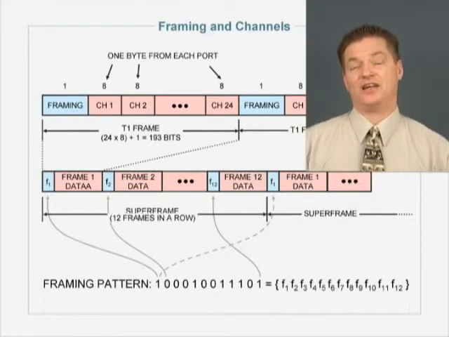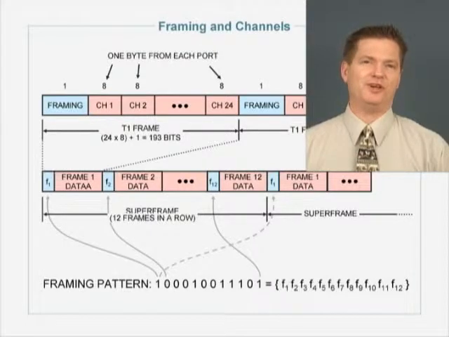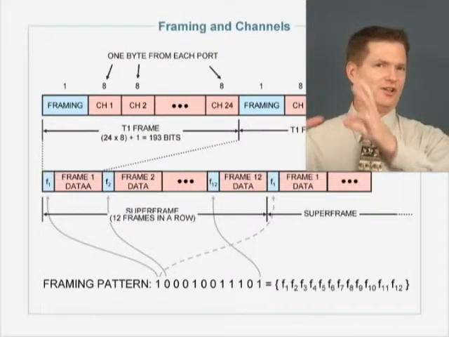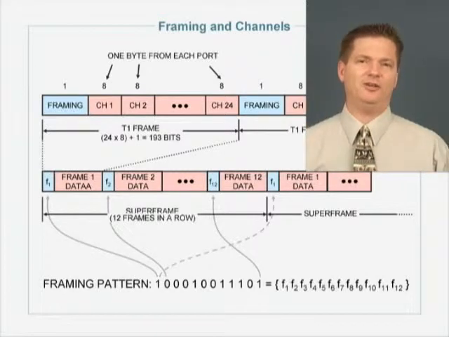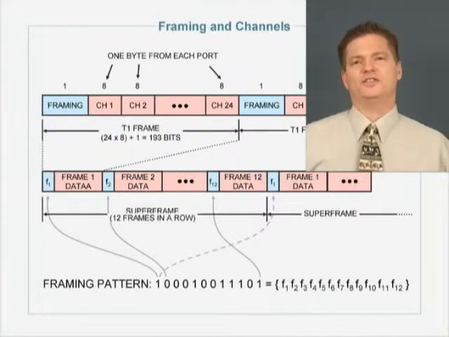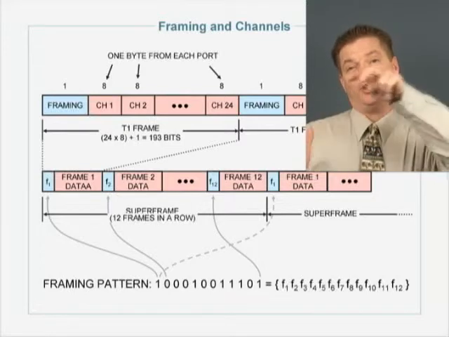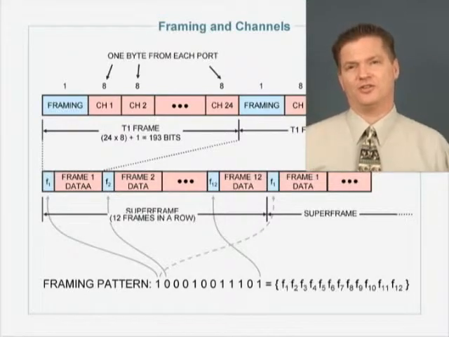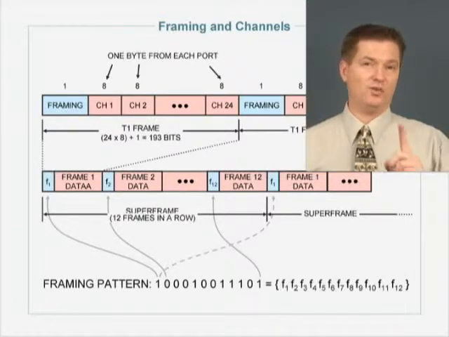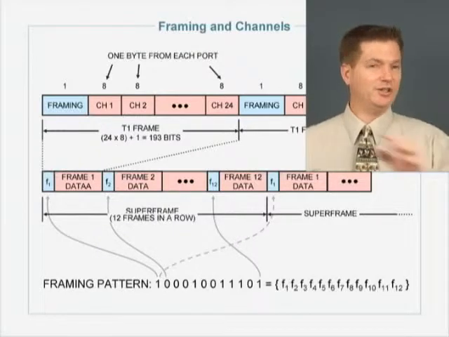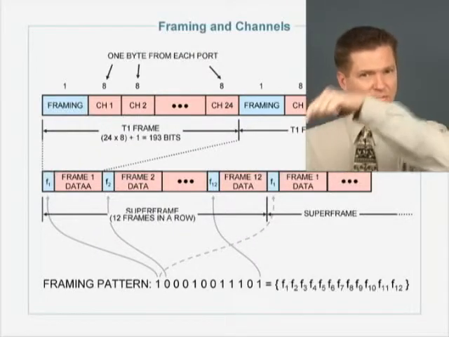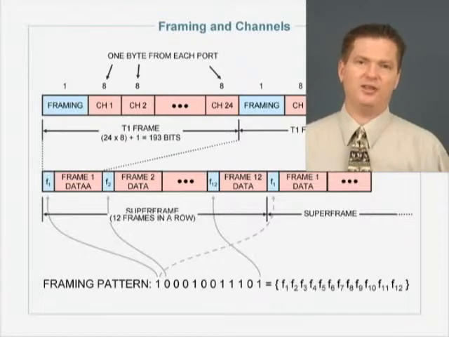And the answer is yes. But in the T1 system, they got pretty clever. Instead of putting the pattern all together as a clump at the beginning of the frame, what we do instead is consider a number of frames in a row to be a larger unit. Then we don't just have one framing bit, we've got a bunch of them, but they're not all together in a clump. They're spread out, one at the beginning of each of the frames.